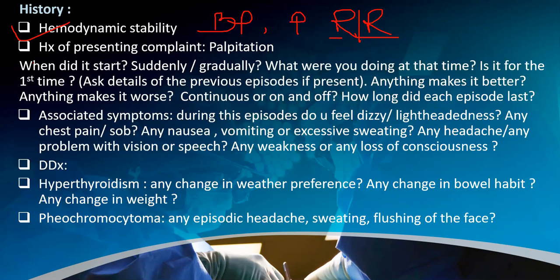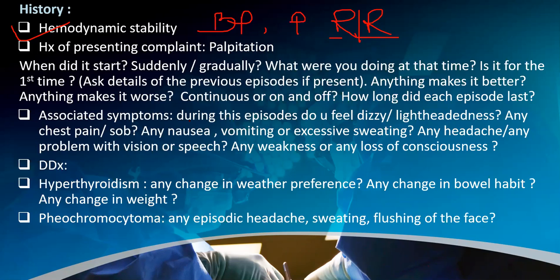Very important, palpitation associated with dizziness or lightheadedness. And sometimes it can also be associated with chest pain, shortness of breath, and also nausea, vomiting, sweating. So all these questions you will ask in the associated symptoms. And remember that associated symptoms will also cover the CVS differential diagnosis and your CNS differential diagnosis. So let's see how you can do that.